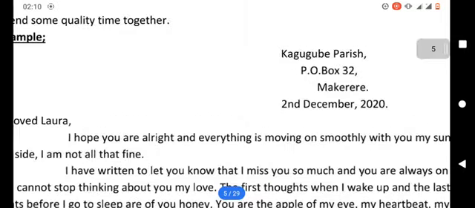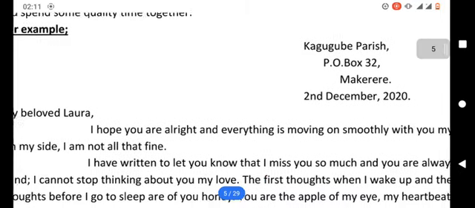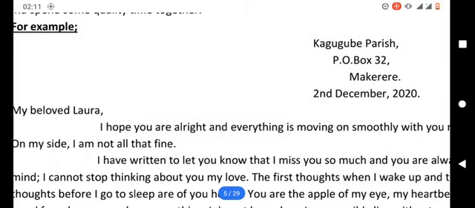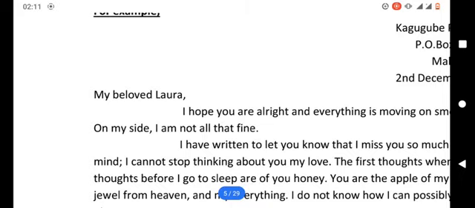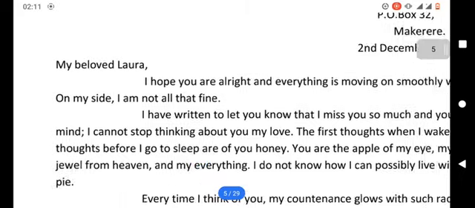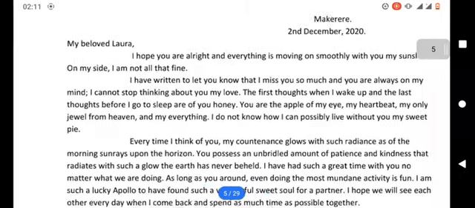First is the writer's address. In the upper right hand corner, remember we are looking at informal letters. You put the date, well punctuated. The date means the day with the ordinals, then the month and the year. Then a salutation. You can see, my beloved Laura. You punctuate it with a comma. From there we move to our body.